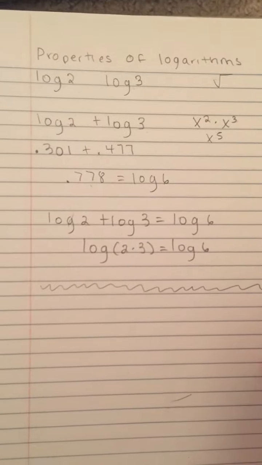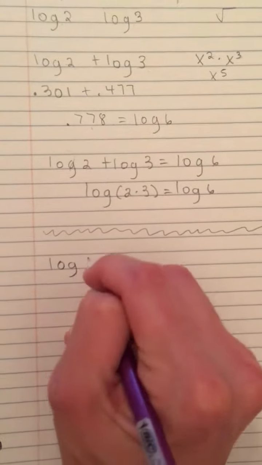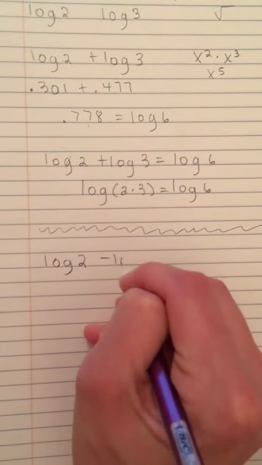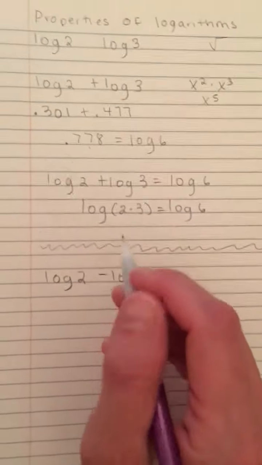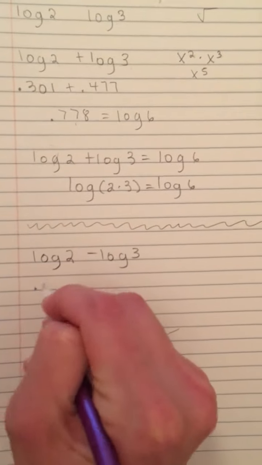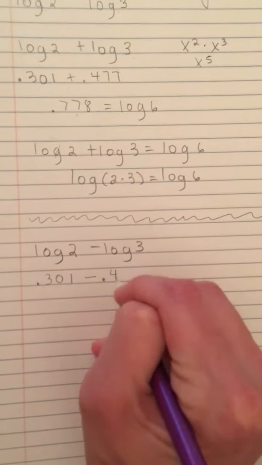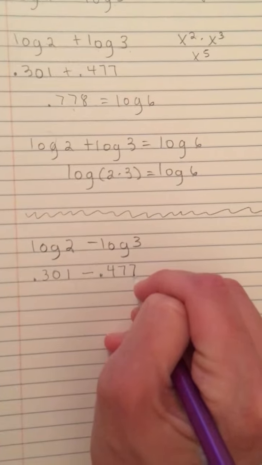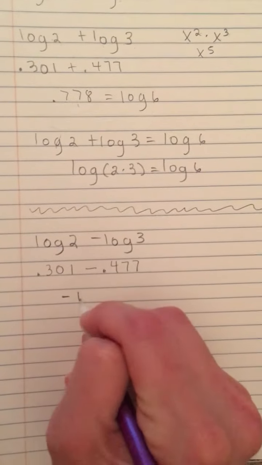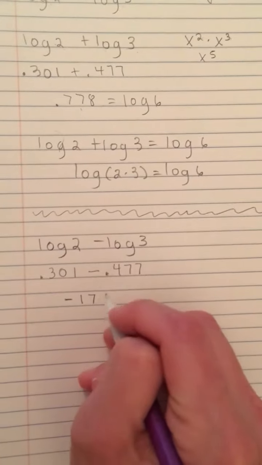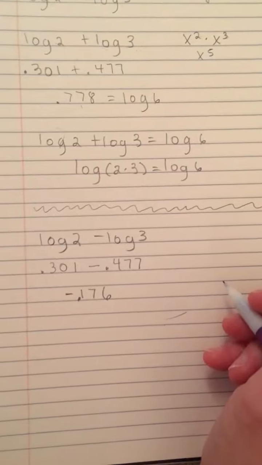What would you expect to happen with division? Well, let's see. Log of 2 minus log of 3. Okay, log of 2 minus log of 3. So that should be 0.301 minus 0.477, which should be a negative 0.176, negative 0.176 if I did the math right in my head.